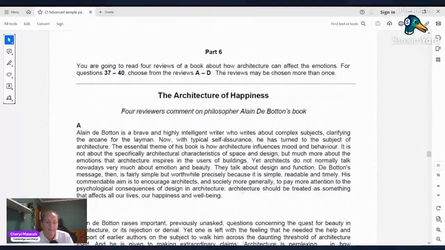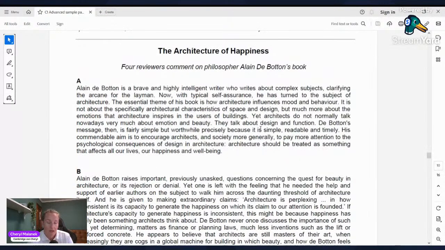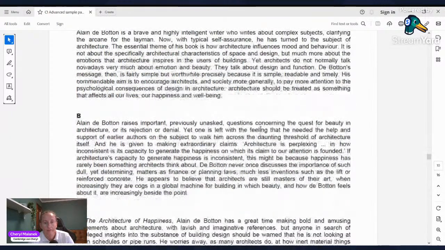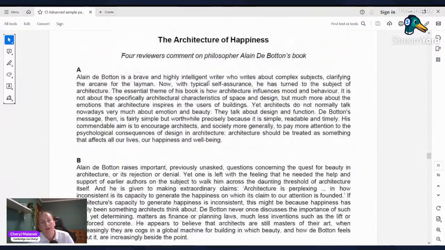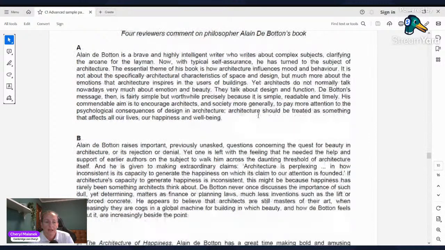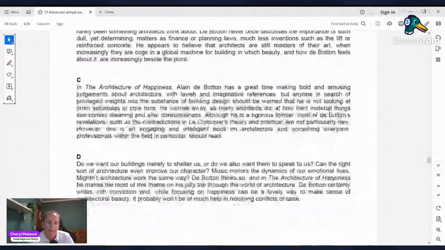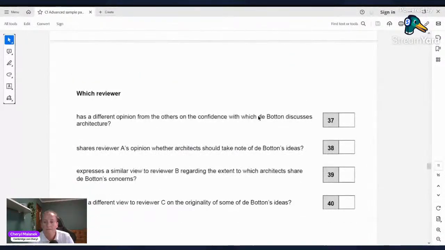Reading part 6. Every reading part is testing you on a different skill. In reading part 6, you're also getting 2 points per answer. This time you're given 4 texts on the same topic, and you have 4 questions. These questions are 2 points per question.